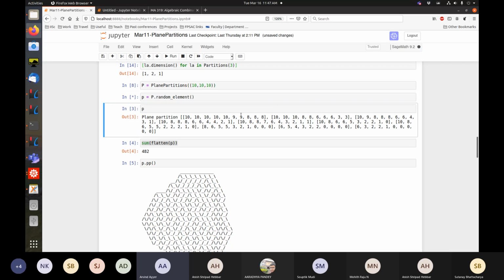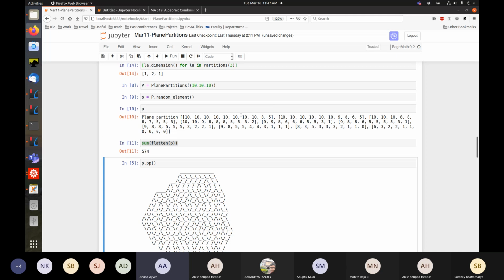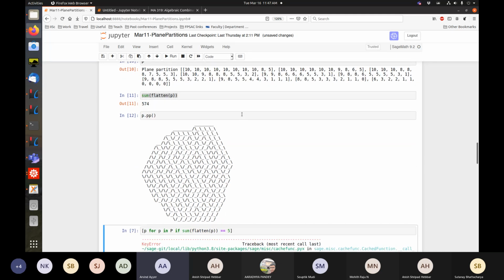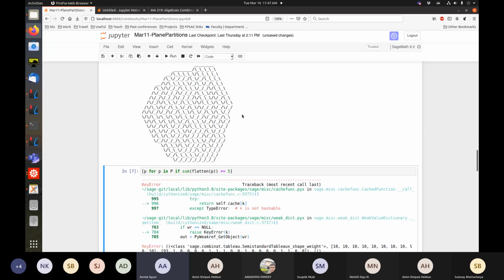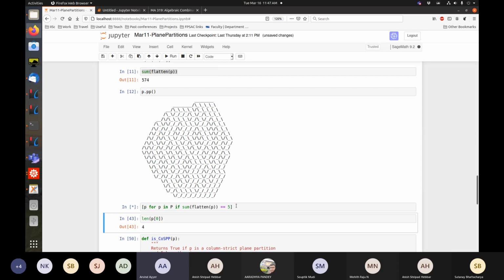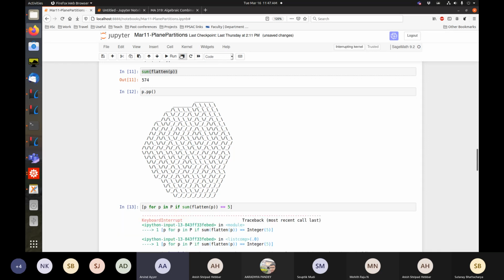Now I built another random element which is of size 574, whatever, and here is its pictorial representation. Now I want to look at all plane partitions of size 5, let's say. If I do this, it will take far too long because it's going to run through all of them, and this is clearly a bad idea. Already 10 is going to be massive. So I have to interrupt.